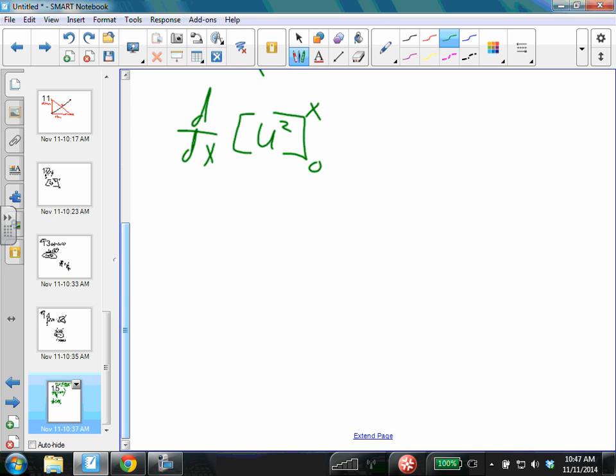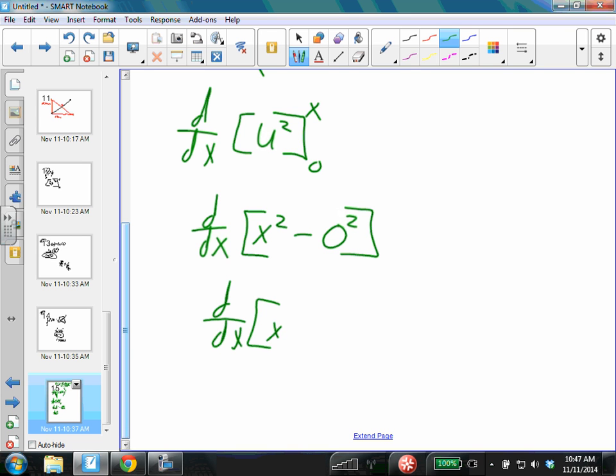And now I actually want to take care of the evaluation. So this is the change with respect to x of, and now I'm just going to plug in. So this is x squared minus, and when I plug in the 0, I get 0 squared. So I'm taking the derivative of x squared minus 0 squared, which is really just the derivative of what? And we get, yeah, 2x. The derivative of x squared is 2x.